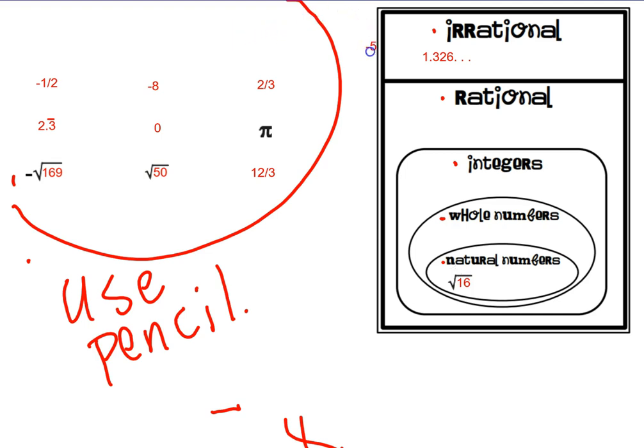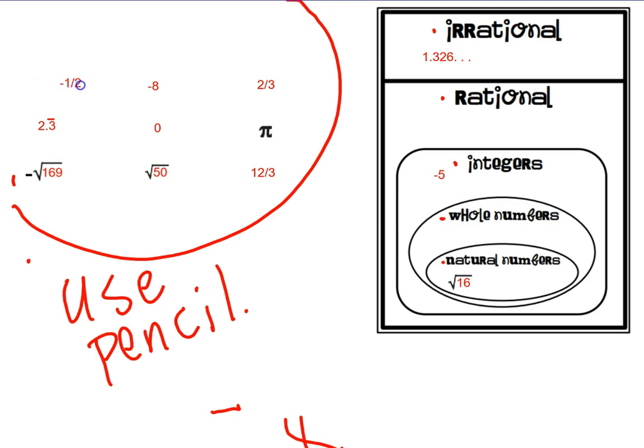All right, let's take a look at negative 5. Negative 5, let's see, irrational or rational? That's the first thing we decide. All right, it's rational because it repeats or terminates. It's an integer because it's a negative whole number, but it's not a whole number. So we stop here. Remember, whole numbers only include positive numbers.